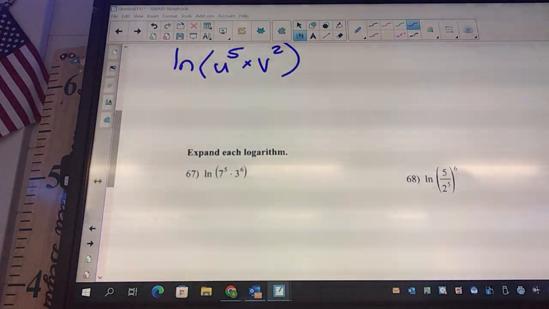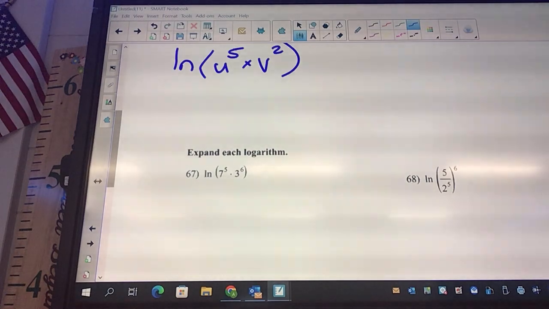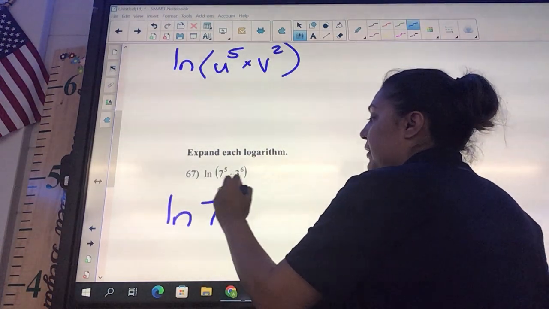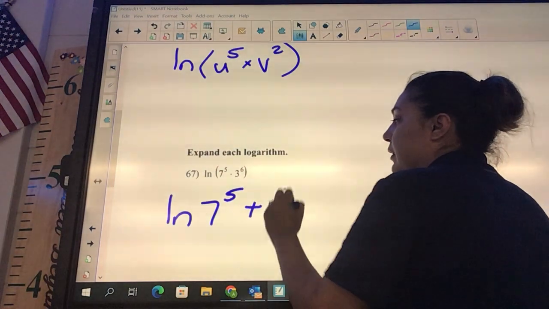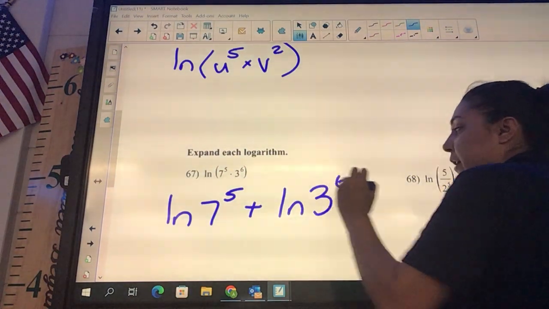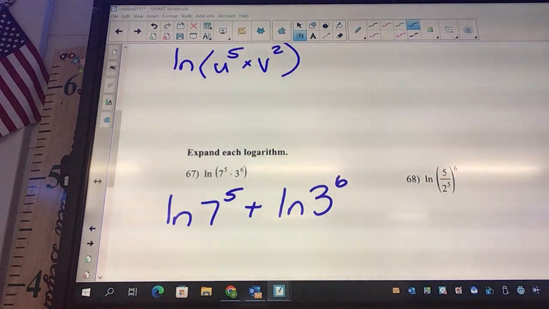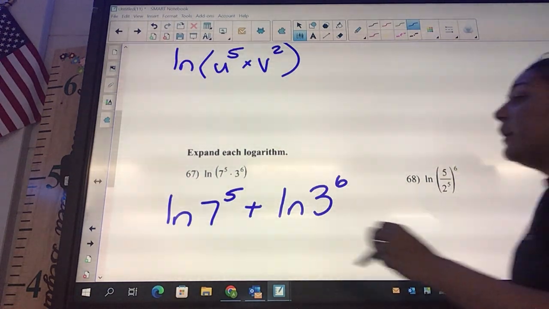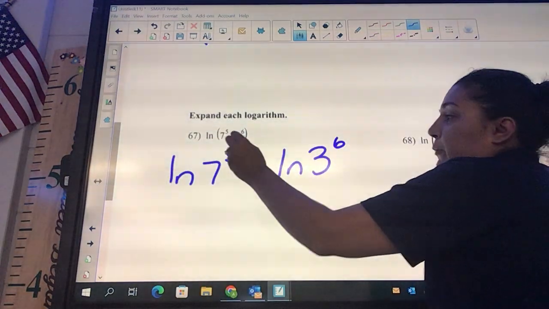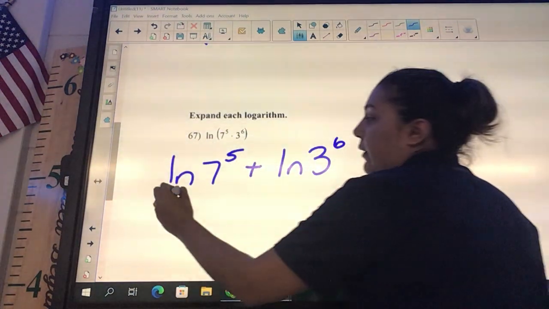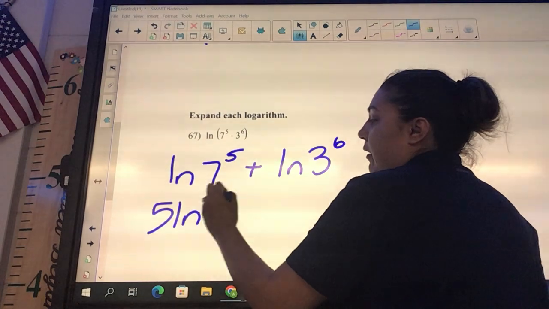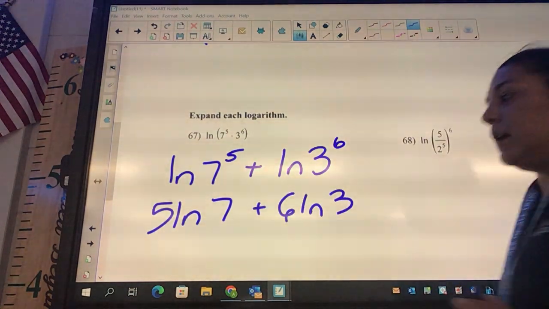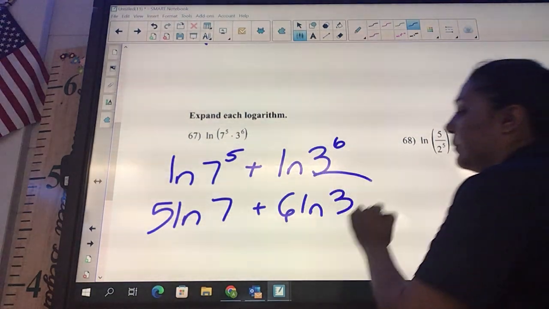Okay, expanding the logs. What does times go with? Addition. So it's going to look like natural log of 7 to the 5 plus natural log of 3 to the 6th. What do we need to do? Move the exponent. We move the exponents, and where do they go? In front. So if you want to erase the 5 and just put it up front, you can. I'm just going to write it 5 natural log of 7 plus 6 natural log of 3. That's what it should look like.